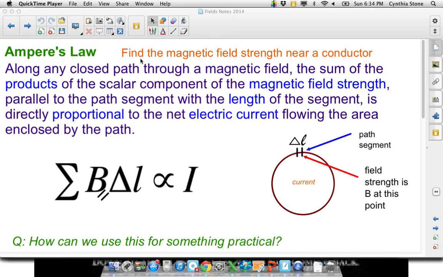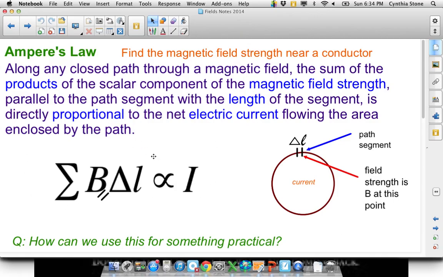So the goal is to be able to look at a conductor. A conductor is carrying electrons through it, and somewhere near that conductor or on that conductor, you want to measure the magnetic field strength. That's the magnetic field strength caused by that electric field. Remember that every electric field causes a magnetic field. So if you want to measure that field, this is how you do it. This is where we're going.